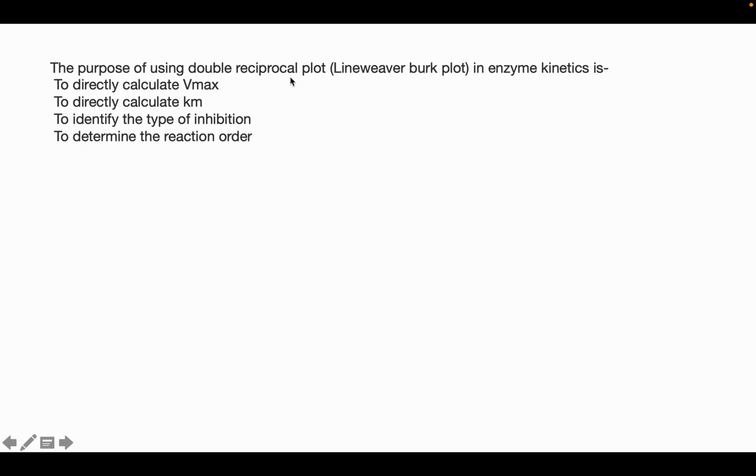The purpose of using the double reciprocal Lineweaver-Burk plot in enzyme kinetics is to directly calculate Vmax, directly calculate Km, to identify the type of inhibition, to determine the reaction order. So we can identify the type of inhibition based upon what the graph looks like. If we use different increasing concentrations of inhibitors, there will be different kinds of graphs. For example, in case of uncompetitive inhibitor, the graph will look like this.